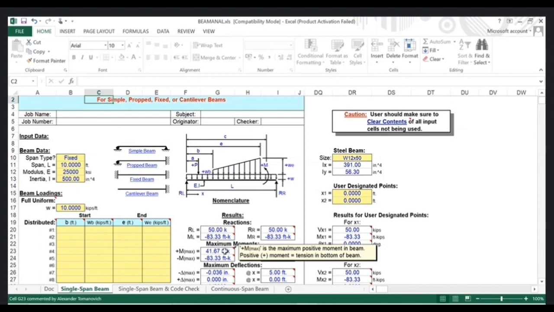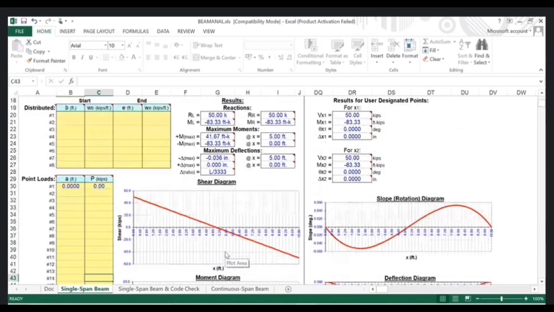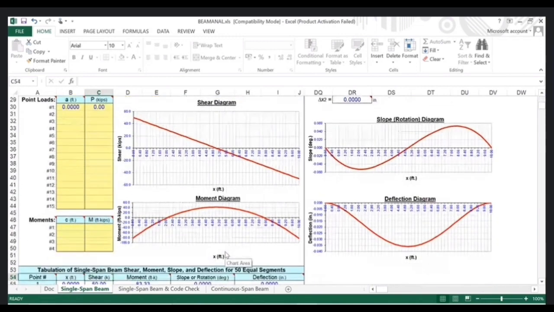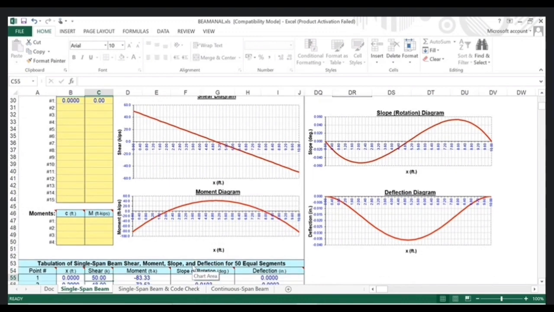So here you can see the shear force diagram of the beam, and here is the bending moment diagram of the beam. So here you can see the negative moment due to the fixed end. Here also the negative moment due to the fixed end, and here is the positive value of the moment due to loads.